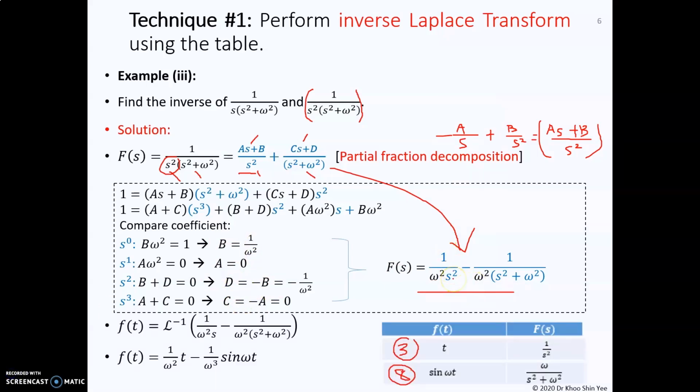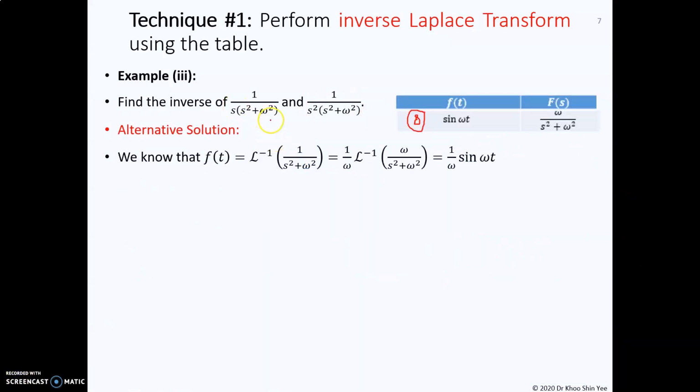1 over x squared can be converted to the time domain by using formula 3, where you get f of t equal to t. 1 over x squared plus omega squared, you can find from formula 8, where you can see there is omega at the top. So you have to divide by omega at the bottom so that you get back the original problem. The omega at the bottom, you can multiply inside to get omega to the power of 3. So you can obtain this term. When you convert to time, you get sine omega t. 1 over x squared, you get t. The other constant remains here. So this is the final answer.